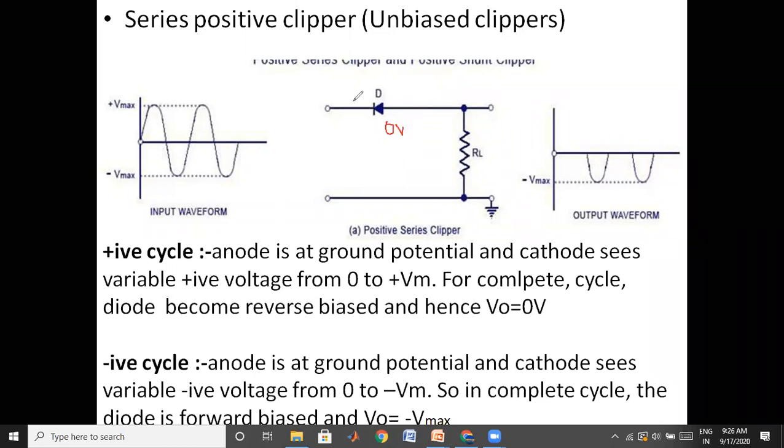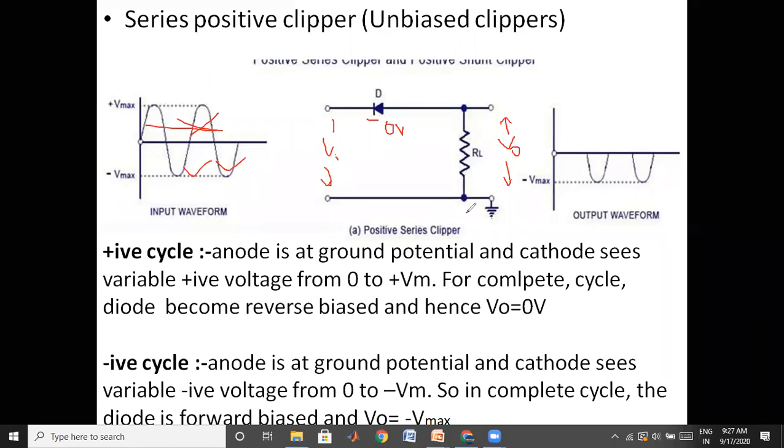When the cathode is given a negative voltage, less than 0, the diode will be on. When you apply a negative voltage to the cathode, the diode gets on. If we apply a positive voltage to the anode, the diode will be off. Therefore, in the positive cycle the diode will be off, and in the negative cycle the diode will be on, and we get the output. The output is collected across the resistance, and here we apply our input.